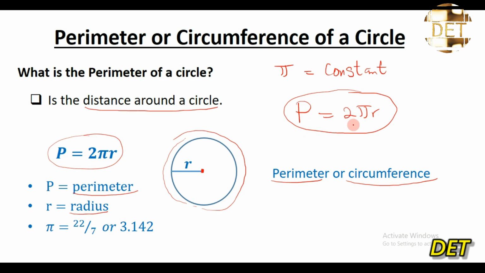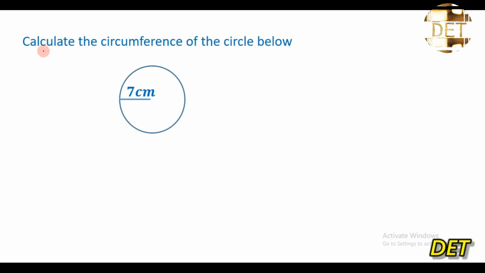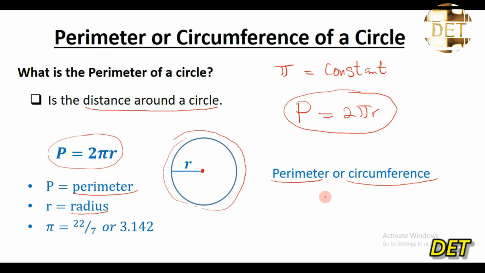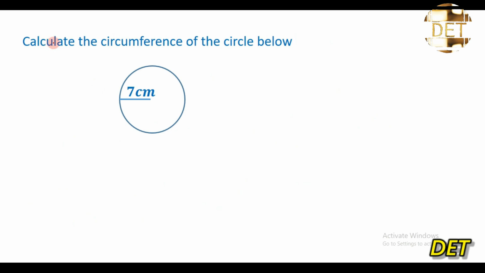So let's look at a question. Calculate the circumference of the circle below. Like I said, the circumference of a circle is also known as the perimeter of the circle, and the formula is P is equal to 2 pi r. Given that the radius, the line drawn from the center of the circle to any part of the circumference, is 7 centimeters.